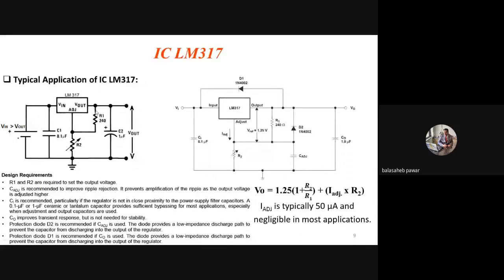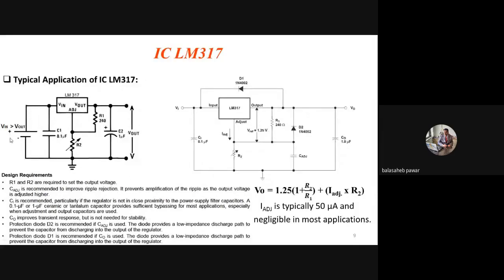That Vout is from pin number 2. So you have to use this fixed resistor, mostly 240 ohm as a standard resistor, connected between these two pins. So by using only these two resistors, now we can set this output voltage as per the mentioned value, that is 1.25 volts to 37 volts. Is it clear?